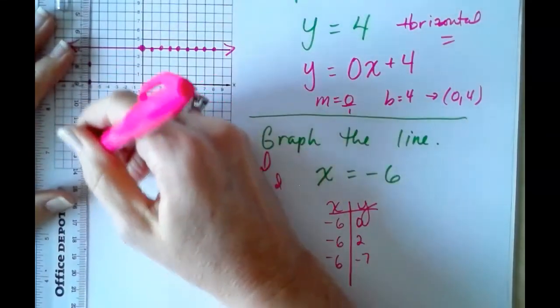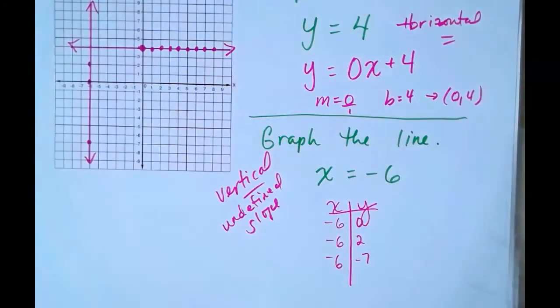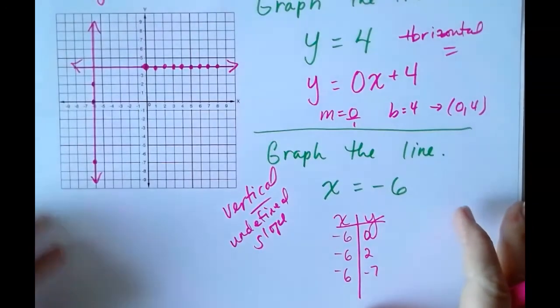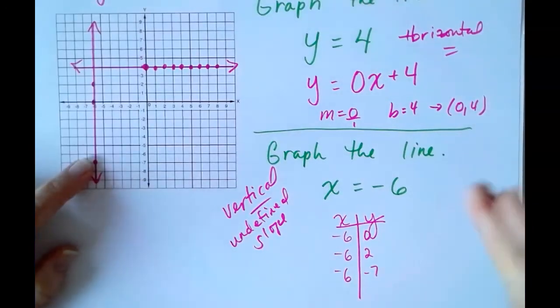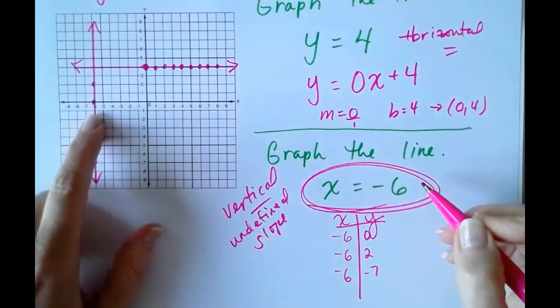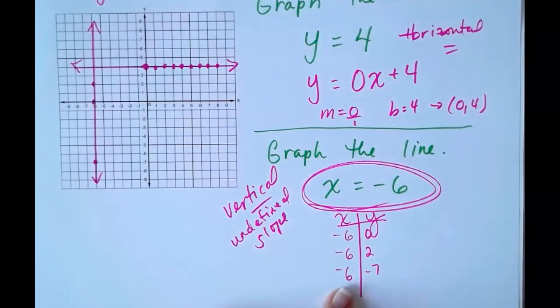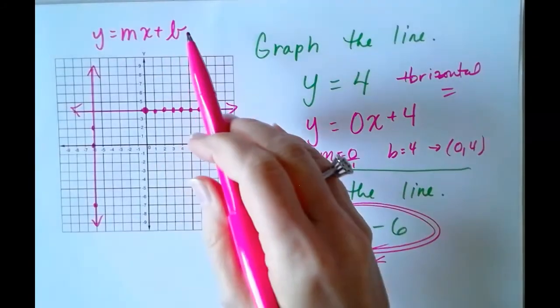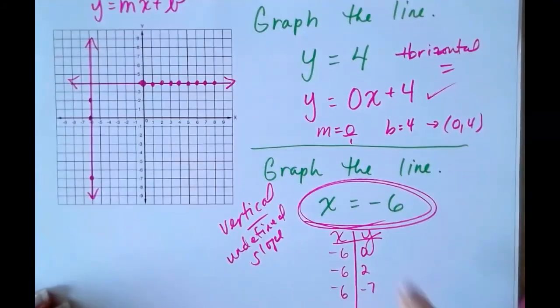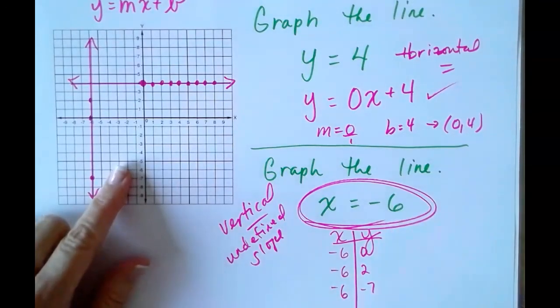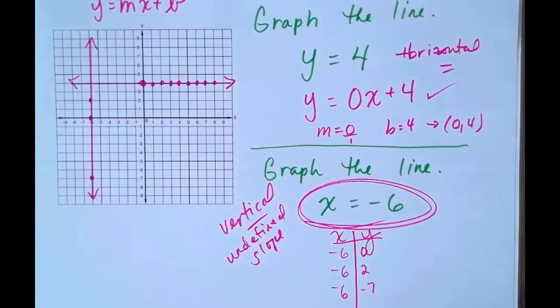which has an undefined slope because we cannot divide by 0. But what we do see here is every single point on this line has an x-coordinate at -6. The domain of this relation is restricted to being -6. -6 maps to every single possible y value. So, can we rewrite a horizontal line in slope-intercept form? Yes. Can we rewrite a vertical line in slope-intercept form? No. So that is graphing lines.